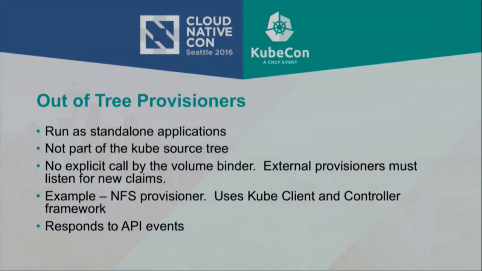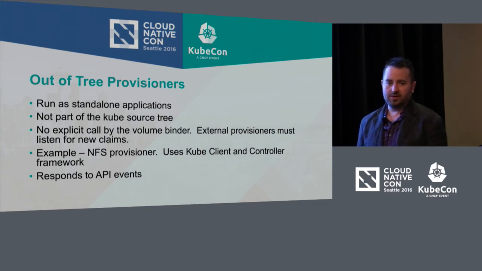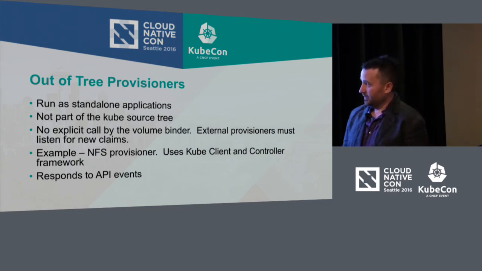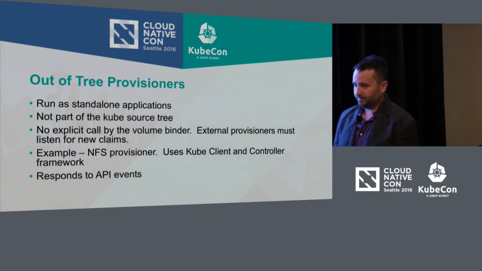So out-of-tree provisioners, if you were at Jan's talk, you went over this pretty extensively. They can run as a standalone application. There's no specification of what they have to be. It could be Java, it could be C, it could be Golang, it could be shell script. Basically whatever you want, but it needs to be able to communicate to the API server. It'll listen for events from the API server. It's meant to listen for new claim events.